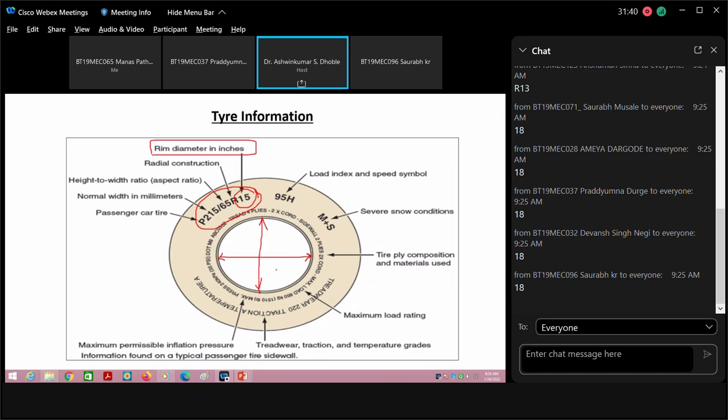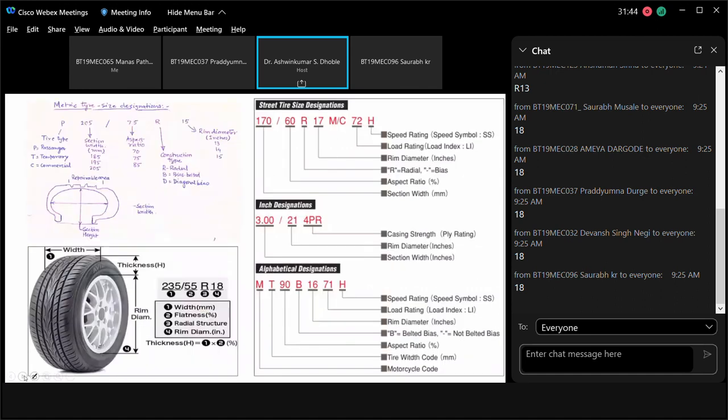Now the next one is this number, which will tell you about the tire, and this is of interest to us. This is a metric tire designation. For example, if the number is P205/75R15, I have written it here. We are going to follow this because it is accepted worldwide.